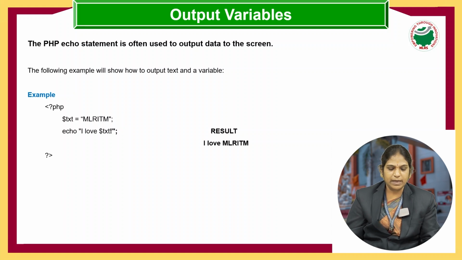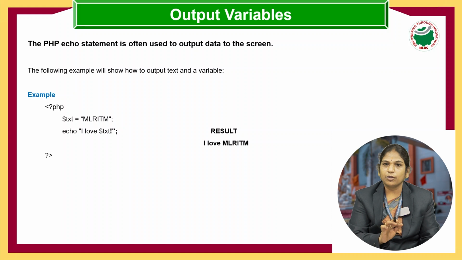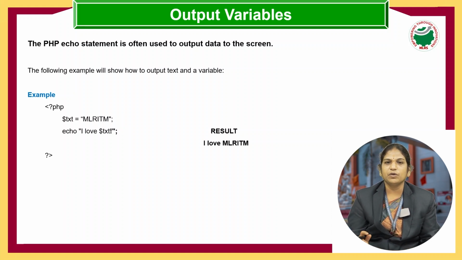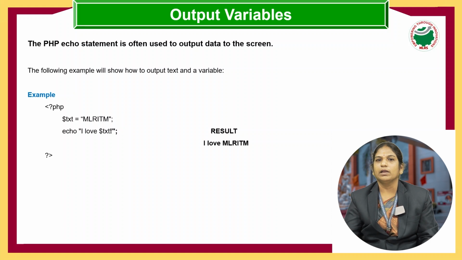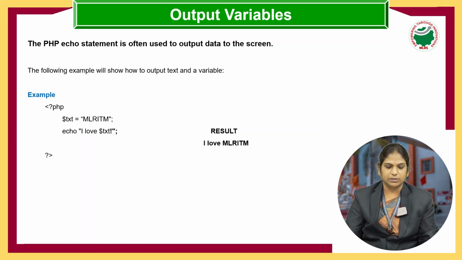And here PHP $txt equal to Mlritm, and if I use echo "I love $txt", what will be the output? Echo is the output statement. So I love, which I have kept inside the double quotes, will be displayed as it is. And what I have used? $txt. What is the value assigned to $txt? Mlritm. So what will be the final output? I love Mlritm is the final output.